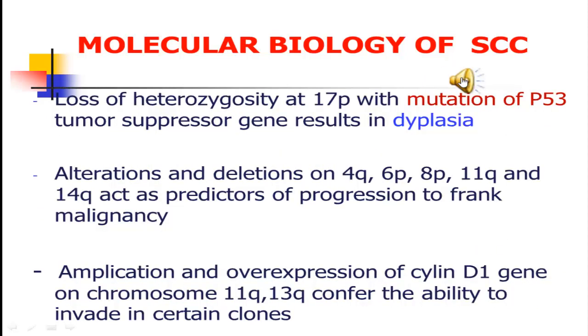Loss of heterozygosity at 17p along with mutation of p53 tumor suppressor gene results in dysplasia. Alterations and deletions on 4q, 6p, 8p, 11q and 14q act as predictors of progression to frank malignancy. Amplification and overexpression of cyclin D1 gene on chromosome 11q13 confer the ability to invade in a certain clone.